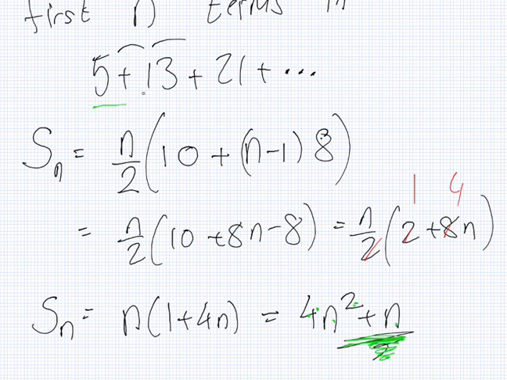If I add the first two numbers together, what do I get? 18. Now, if I put n equals 3, 3 squared is 9. 9 times 4, 36. 36 plus 3, 39. Do I get 39 if I add the first 3 together? Let's see. Yes, I do.